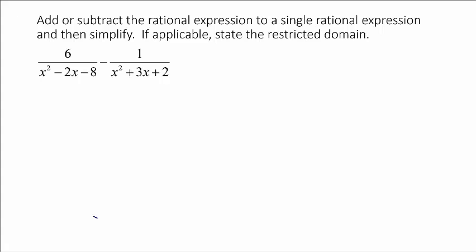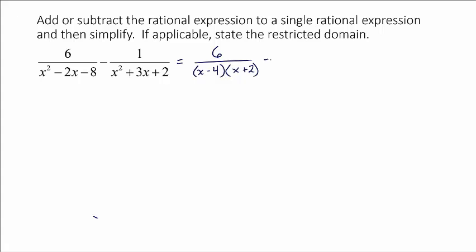Okay, so with a problem like this, the first thing I notice is that the denominators are not the same. They're both quadratics that I believe factor. So try to factor. That's the first thing you want to do. Get a sense of what the factors of the denominator are. So I've got 6 over x squared minus 2x minus 8. I want factors of negative 8 that add to negative 2. Well, I'm thinking negative 4 and positive 2, right? Negative 4 plus 2 is negative 2, but negative 4 times 2 is negative 8.